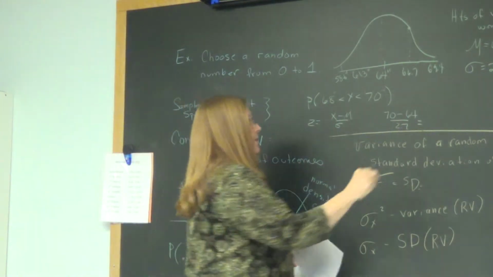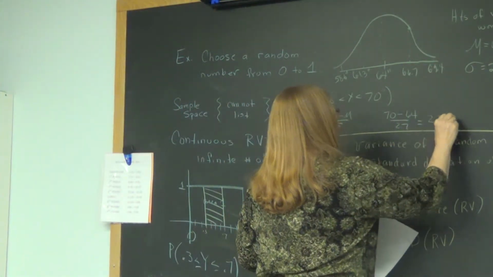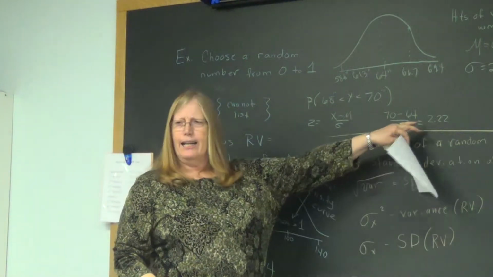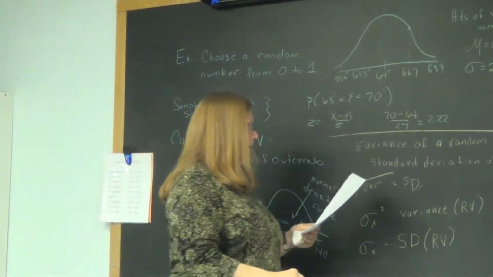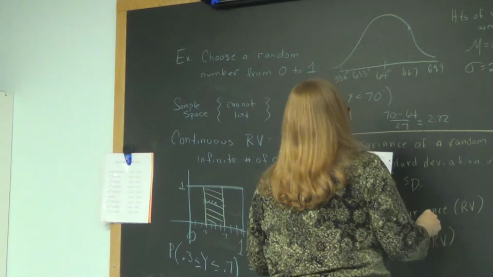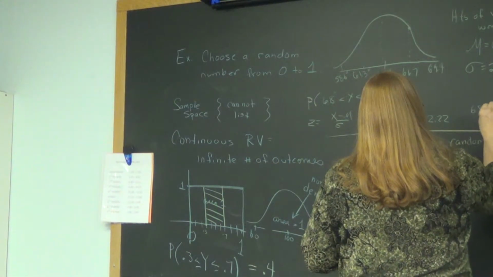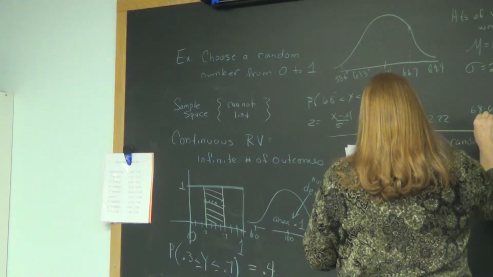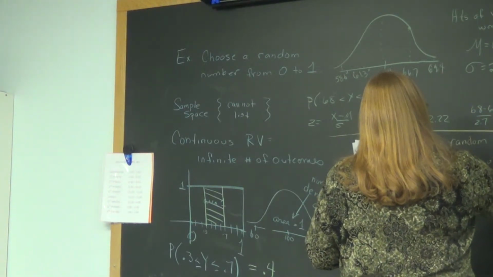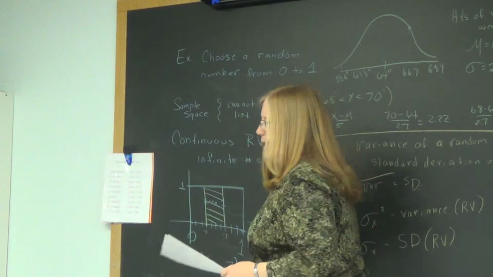2.2. All right, I'm going to put another decimal in. I think our chart will take 2.22. I'm not sure. Whatever our chart will take, I'll take. And then I'm going to do it for 68. I got 1.48. So those are the z-scores.